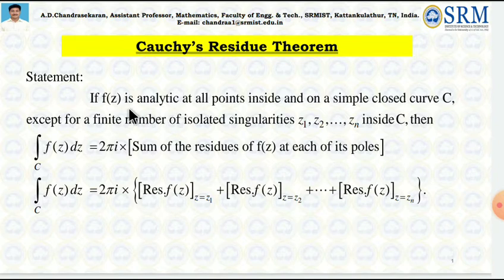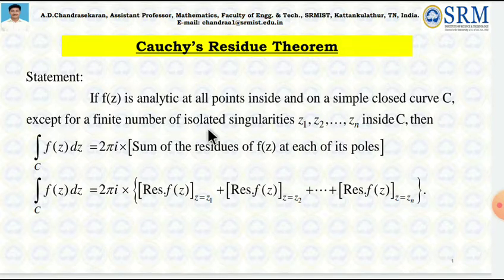The statement says that if the function f of z is analytic at all points inside and on a simple closed curve C, except for a finite number of isolated singularities, namely z1, z2, etc., zn inside C, then the integral over C of f of z dz is equal to 2 pi i times the sum of the residues of f of z at each of its poles.